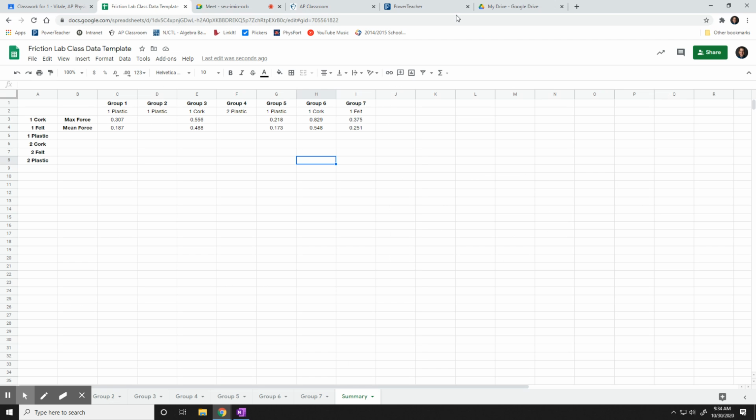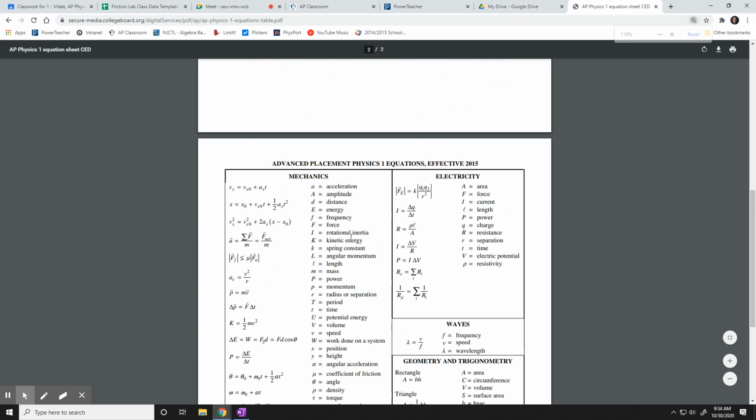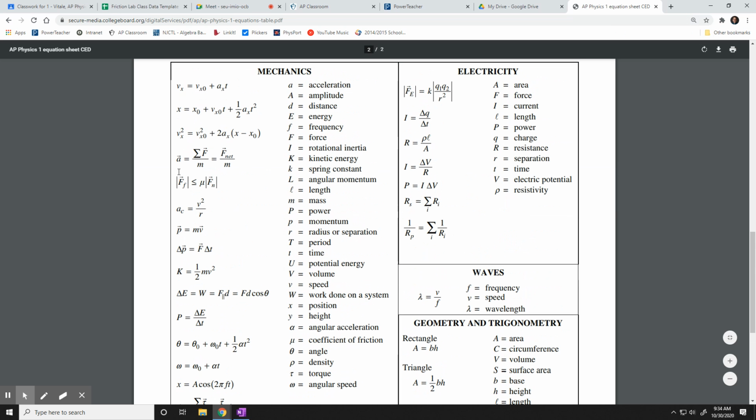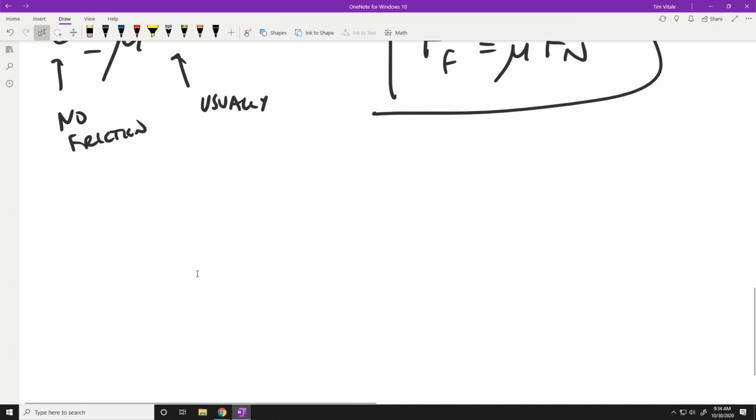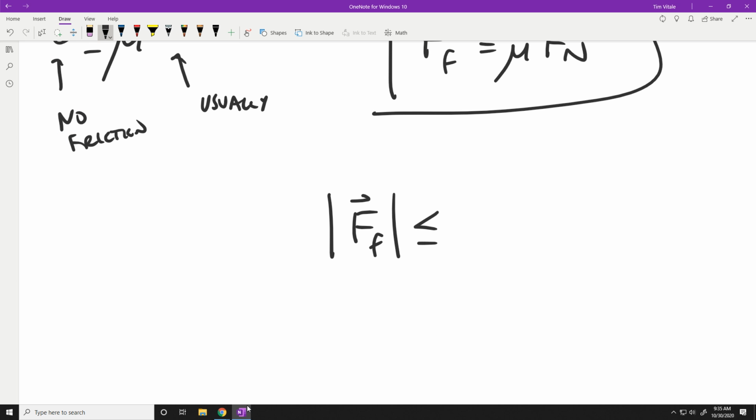But I want to show you what it looks like real quick. If I go to the AP Physics 1 equation sheet, it looks super complicated on your equation sheet. Let me zoom in. It is right here, the 5th equation, and it's looking real funky there. So I want to show you what it is and why. It basically is the absolute value of the force of friction is less than or equal to the coefficient times the absolute value of the normal force.